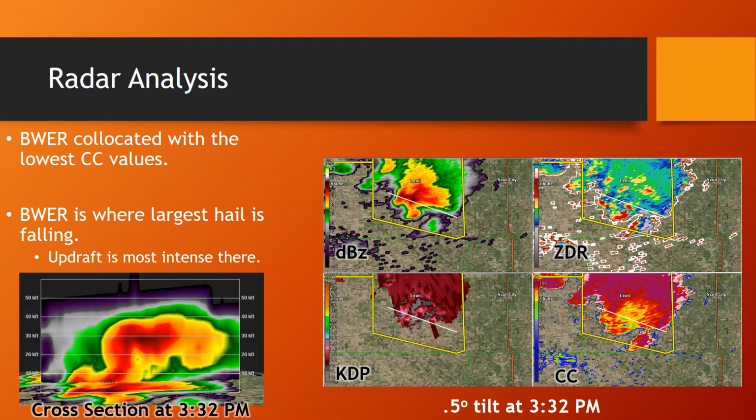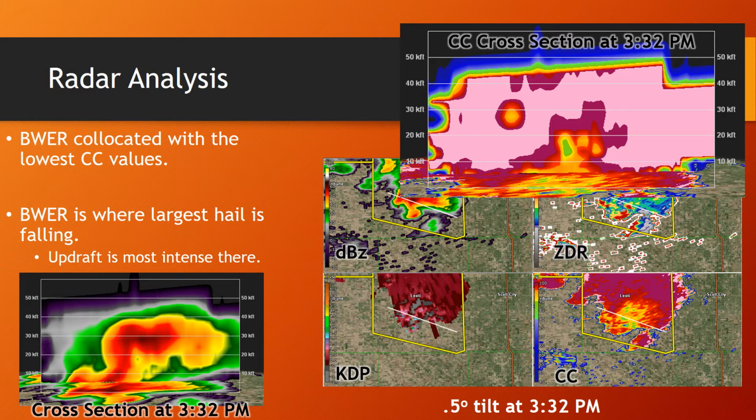I believe we also received a report of 2-inch hail with this thunderstorm, roughly 9 miles southwest of Leoti. So it was still producing severe hail at this time, which makes sense given the presence of a rather remarkable BWER and the low CC values that we can see in the half-degree pane there.